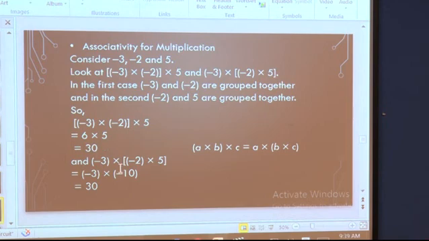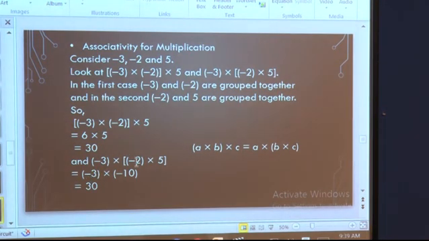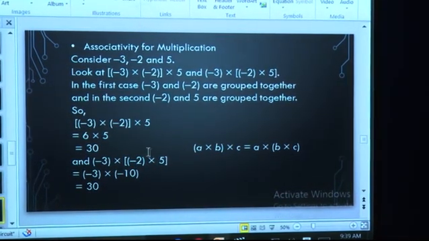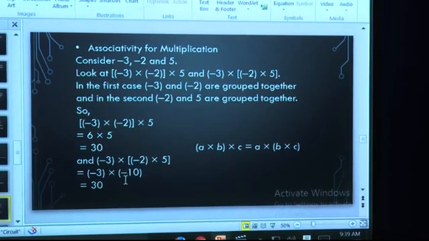And -3 into -2 into 5, here I had done the grouping of one whole number and a negative integer. So I will solve this first bracket. I had written -3 as it is. Solve this bracket as -2 into 5 means 2 5s are 10 and it is minus, so I have written -10. Here you know negative integers when multiplied two times give a positive integer. So 10 3s are 30, minus into minus is plus. So this 30 and this 30 both are equal.